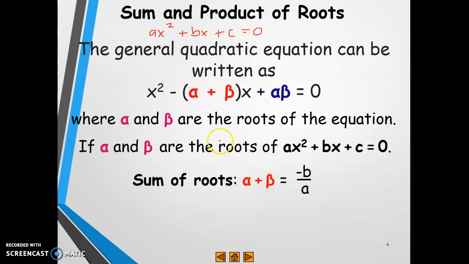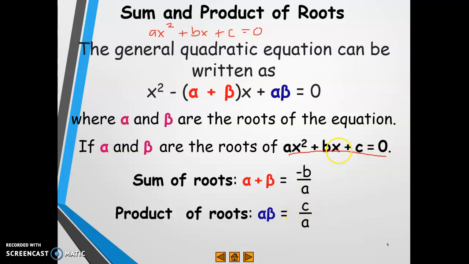Or if you are given the equation in standard form, you can just identify the a, b, and c, and then simply use this formula. So what about the product? The product of the roots is alpha times beta, and you can also use this formula if you are given the standard form, which is c over a.